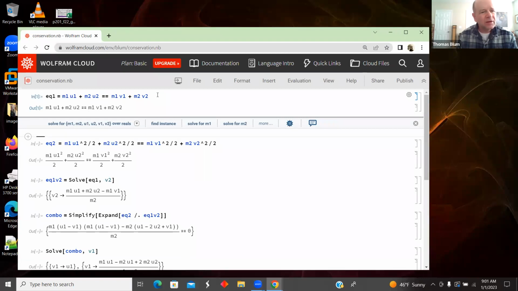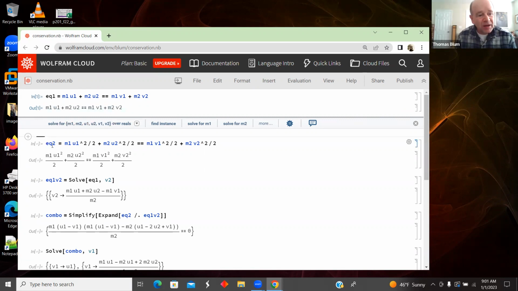If I just had M1 right next to U1, M1U1, it would think that was the name of some variable. Again, the double equal is the equality of an equation. The single equal is just a naming, and there's a colon equal that comes up when you're defining functions. That won't appear in this example, but it is another place where one sees a different variation of equal.